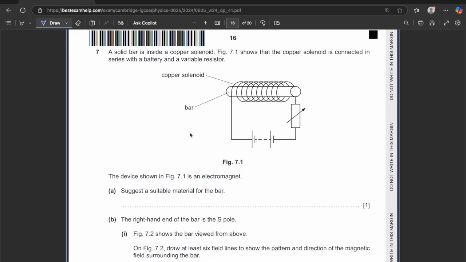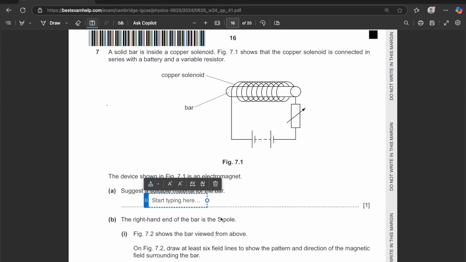Number 7. A solid bar is inside a copper solenoid. Figure 7.1 shows that the copper solenoid is connected in series with a battery and a variable resistor. The device shown in figure 7.1 is an electromagnet. Suggest a suitable material for the bar. So this is an electromagnet, so we use soft iron in these conditions.